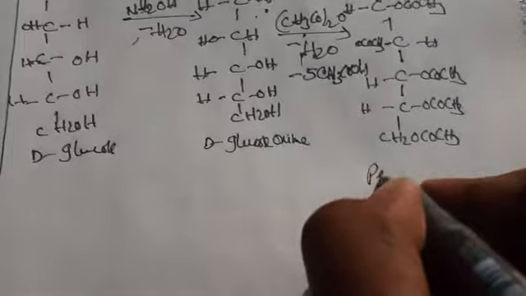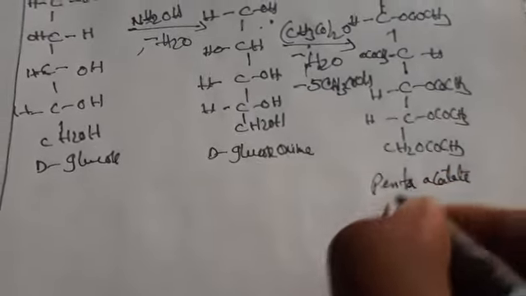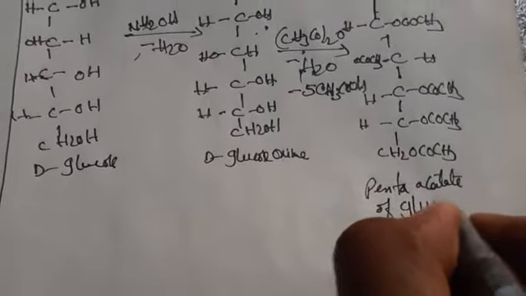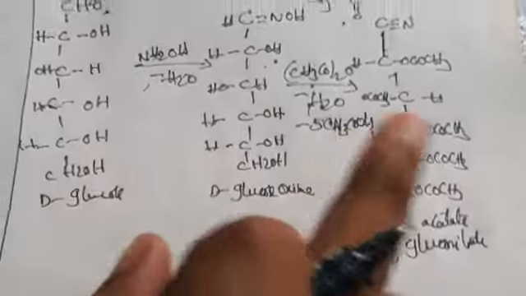So it is forming the pentaacetate of gluconitrile, or we can say glucocyanide. Generally what we need is the 5 carbons. So we got the acetate.